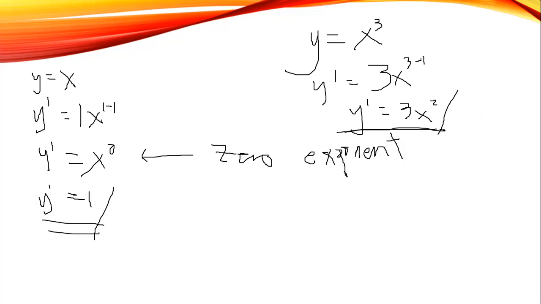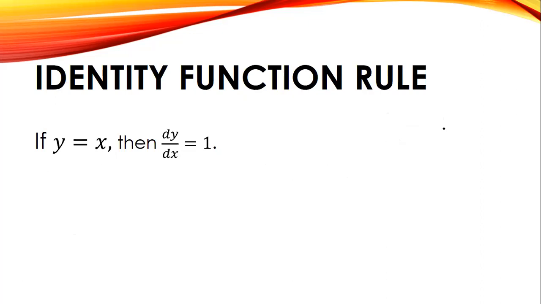So, kung gusto nyo i-prove yan, you have to use the delta method. I-try nyo gawin. Next is the identity function rule. So, ito na yung pangatlong rule. The first rule is the constant rule. The second rule is the power rule. For the identity function rule, ito na yung sa kanina, y is equal to x. Always remember that the derivative of x is equal to 1.